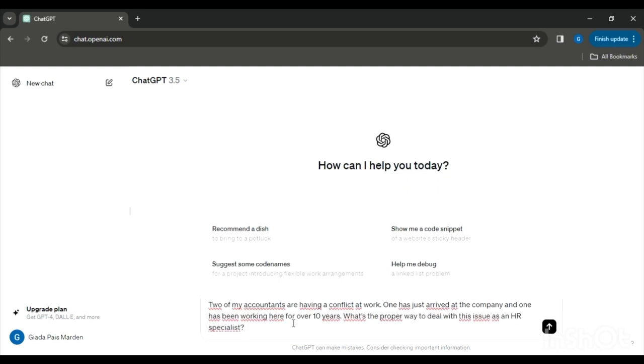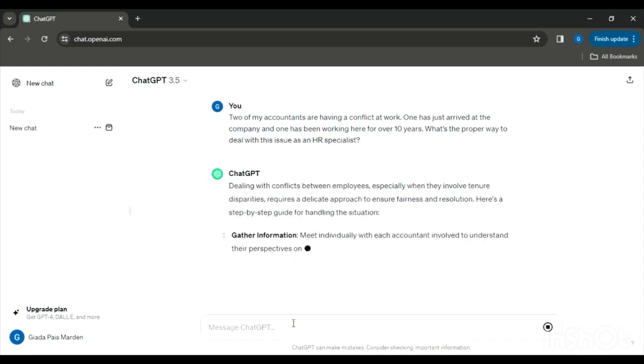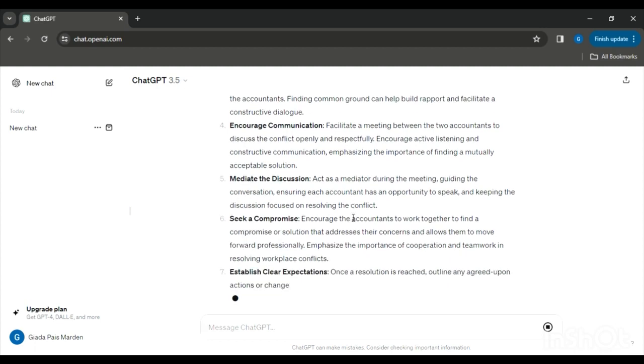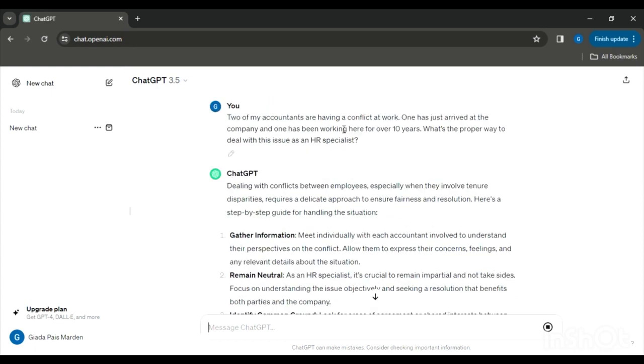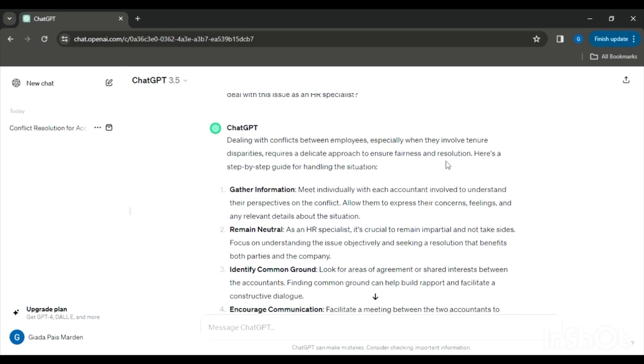So two of my accountants are having a conflict at work. One has just arrived at the company and one has been working here for over 10 years. What's the proper way to deal with this issue as an HR specialist? So it tells you that dealing with conflicts between employees requires a delicate approach to ensure fairness and resolution.